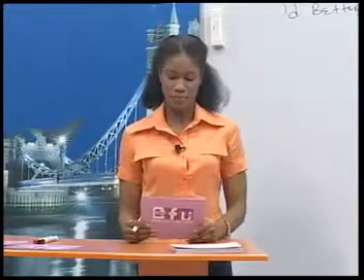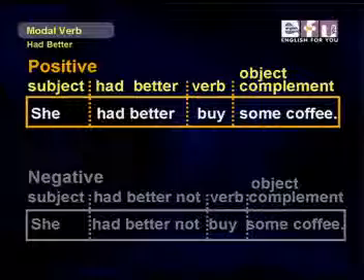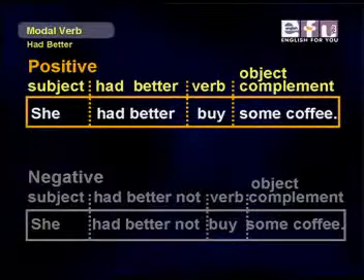Thank you, everyone. We learned that the positive form of the modal auxiliary is had better. The negative form is had better not. Here is a chart to help you. For a positive form, we can take a look at this example. She had better buy some coffee. So you start with the subject, then add had better, then add your main verb, plus your object or complement.